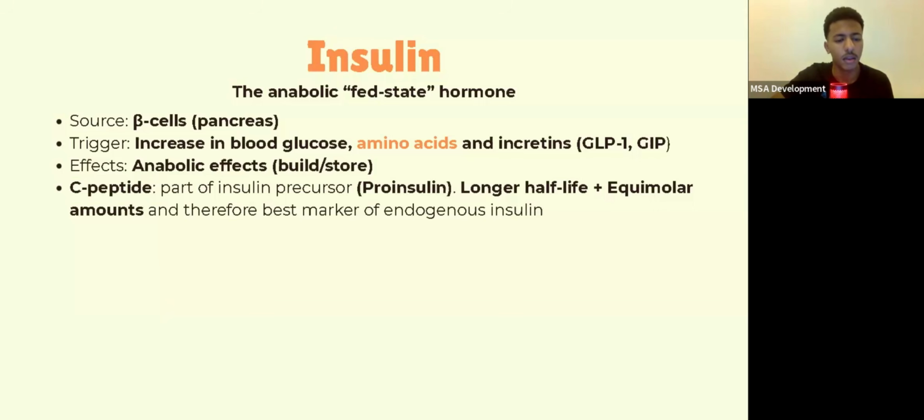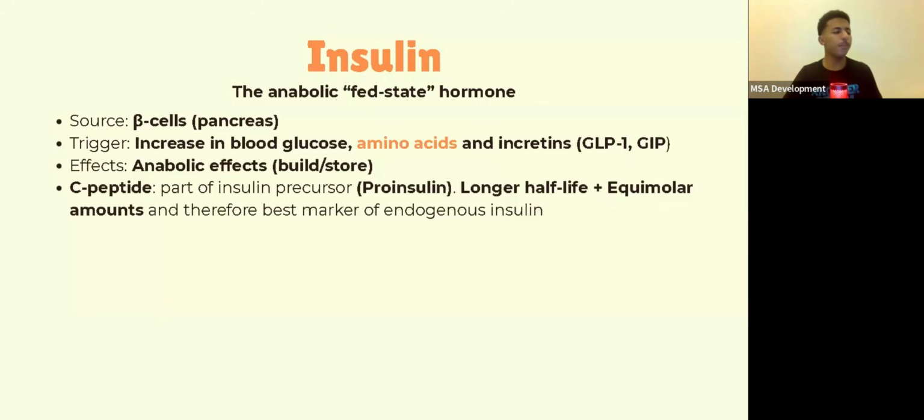And then something which is unique about insulin is that it's produced in equimolar amounts with something known as C-peptide. The C-peptide is a part of the insulin precursor. So you're going to have proinsulin, it's cut, insulin goes in the body, and C-peptide also goes in the body. So they're produced in equal amounts, and the importance of C-peptide is that it has a longer half-life, and it's an indication of endogenous insulin.